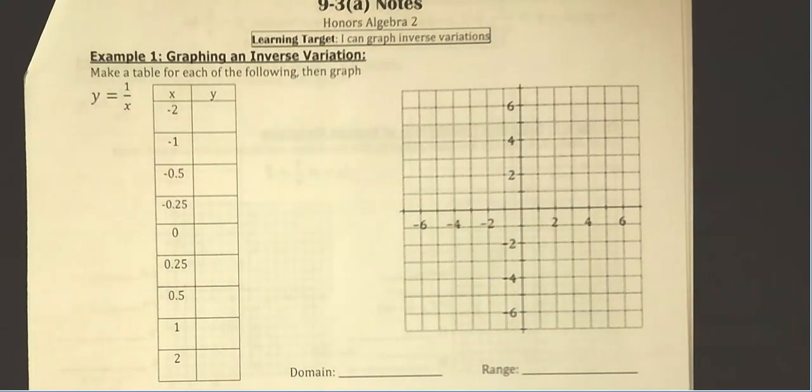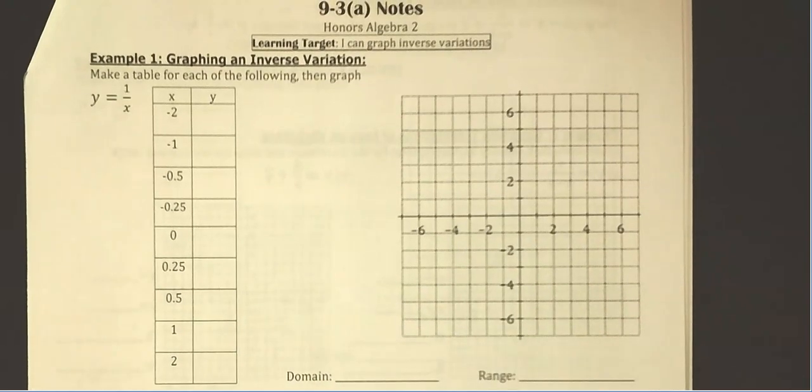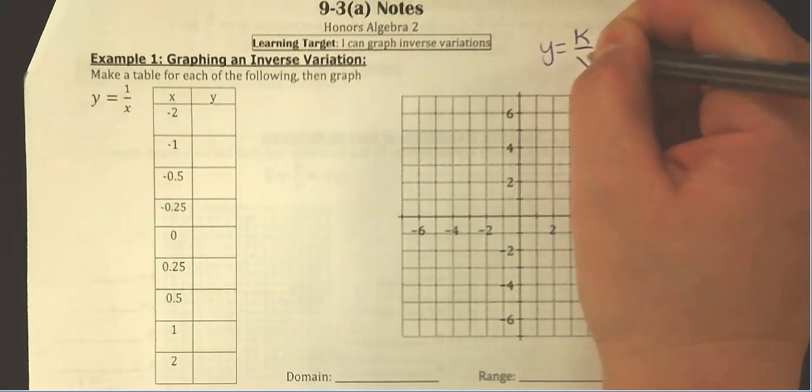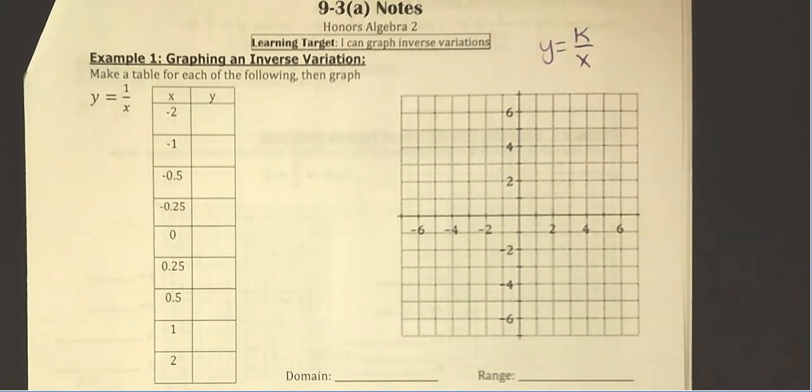So the very first one we're going to do is y equals 1 over x. So just in general today, just to see what these look like, we're doing inverse variation, and that's just y equals some number over x. So a couple different ways this could look depending on what your k value is. I just did a positive 1 for my k value here, so I just did y equals 1 over x.